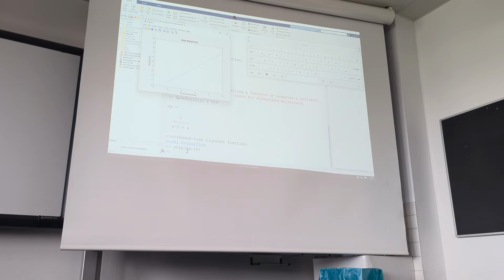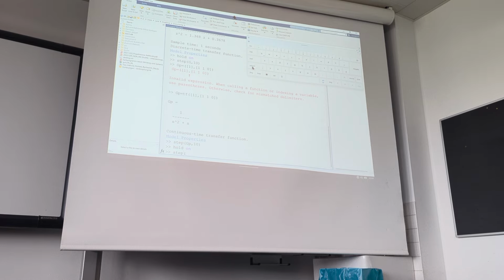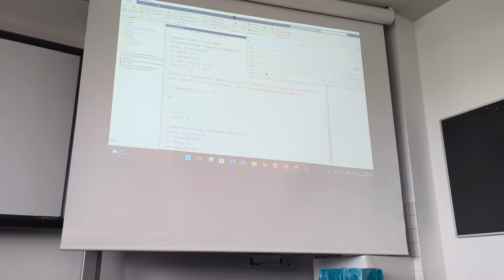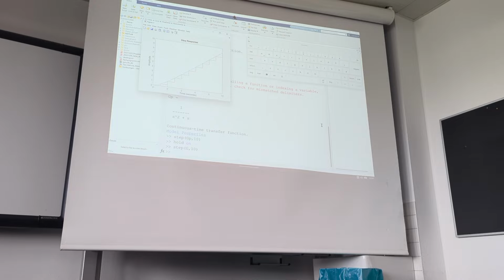Okay, looks like this, and now let's say hold on to keep it and say step G also for 10 seconds. Okay, this is what I wanted to see.